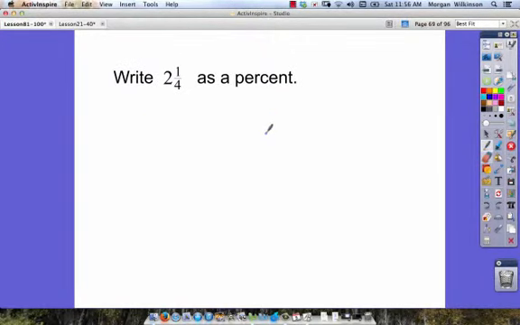Let's write 2 1/4 as a percent. So this one must be greater than 100% as well. 1/4, well, that's the same as 0.25. And we know 0.25 or 25 hundredths is the same thing as 25 out of 100. So that must be 25%. We add 2 on top of that, so we're going to get 225% as our answer.